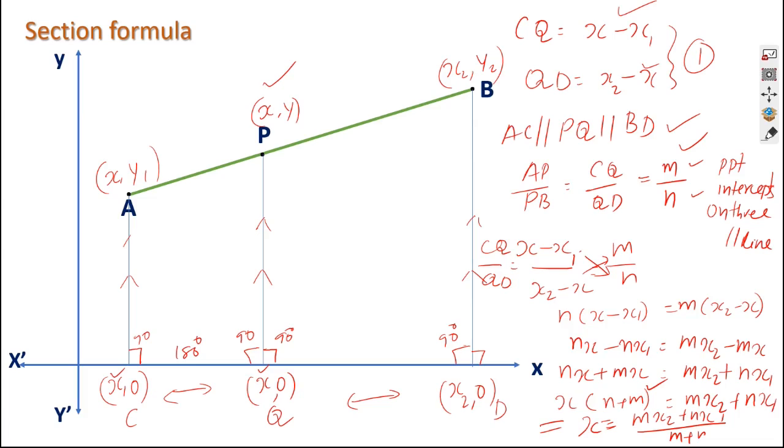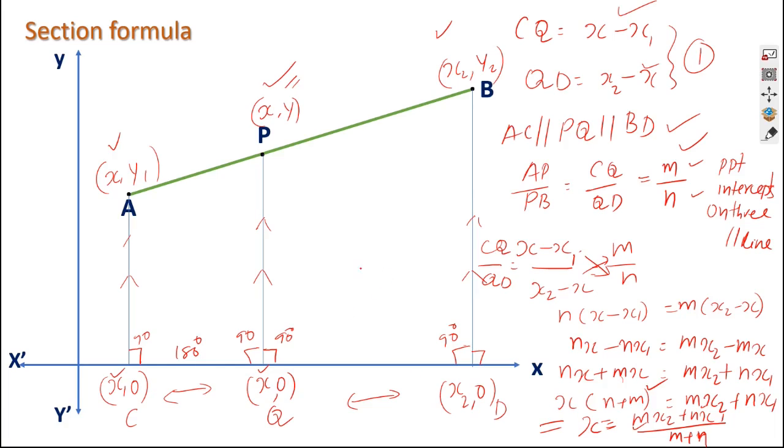Understood? So there is a scope in this formula. We can find out x. If the ratio is given, and the coordinates of x1 and x2 are given, then we can get the coordinates of P. In that, we can get x. If we can get x, the same formula can be used for getting y also.